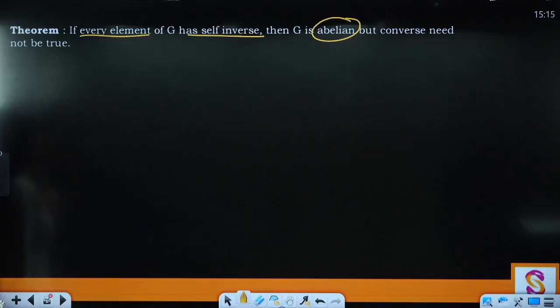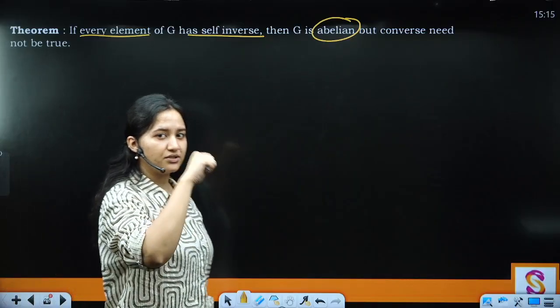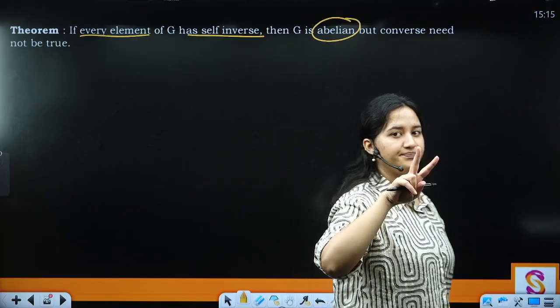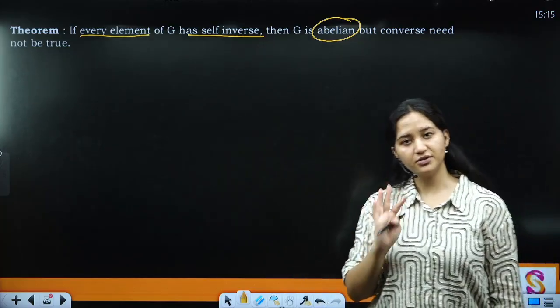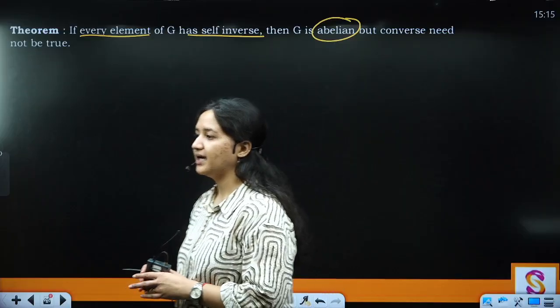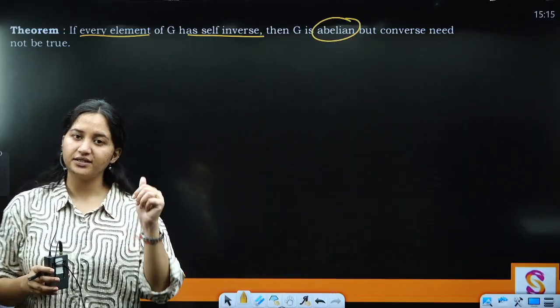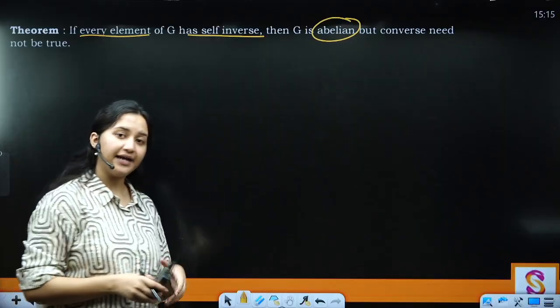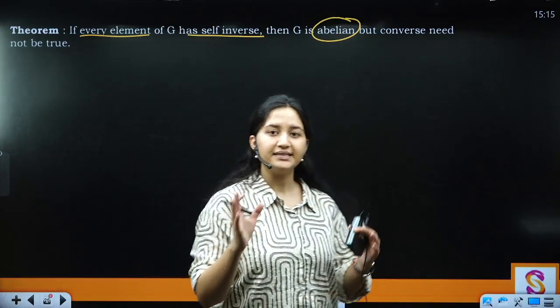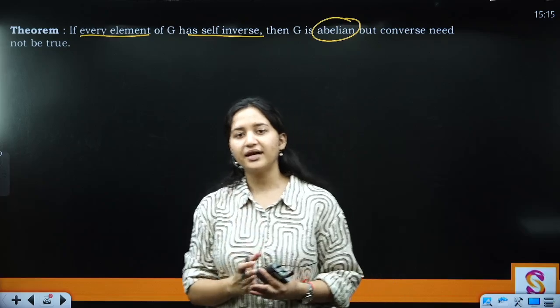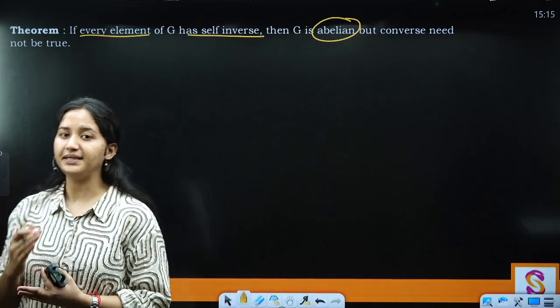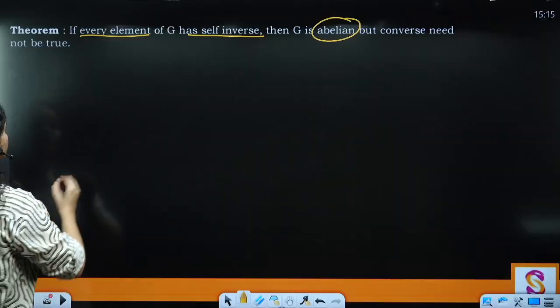अब self inverse का मतलब क्या है? Either the element is going to be identity element or it is going to be an element of order 2. So we are saying that we need a group in which there is going to be an identity element and all the other elements are going to be self inverses, right? So such kind of a group is always going to be what? Abelian group. Clear? Chalo, let's prove it.